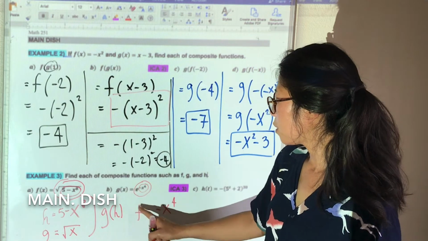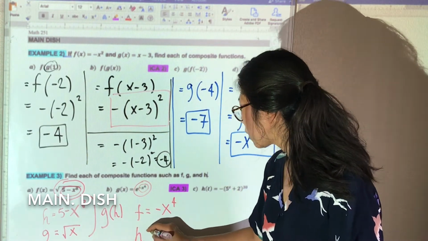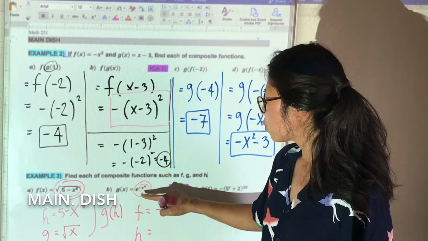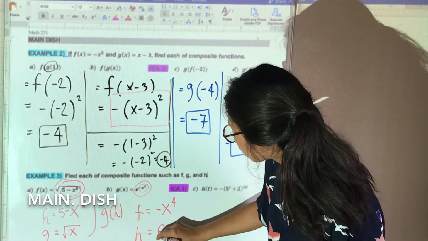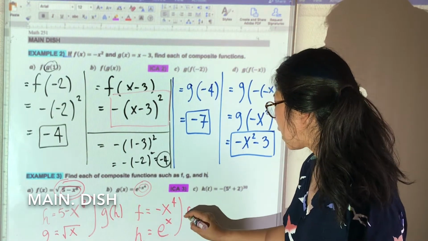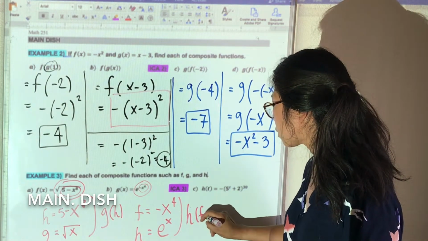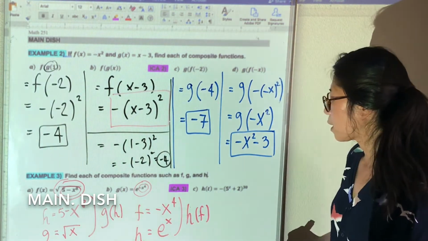Since I have a g here, I will not use g, so f, and I will use h. The function is going to be e to the x. So I can say that this is h composed f function. So h is going to be inside.